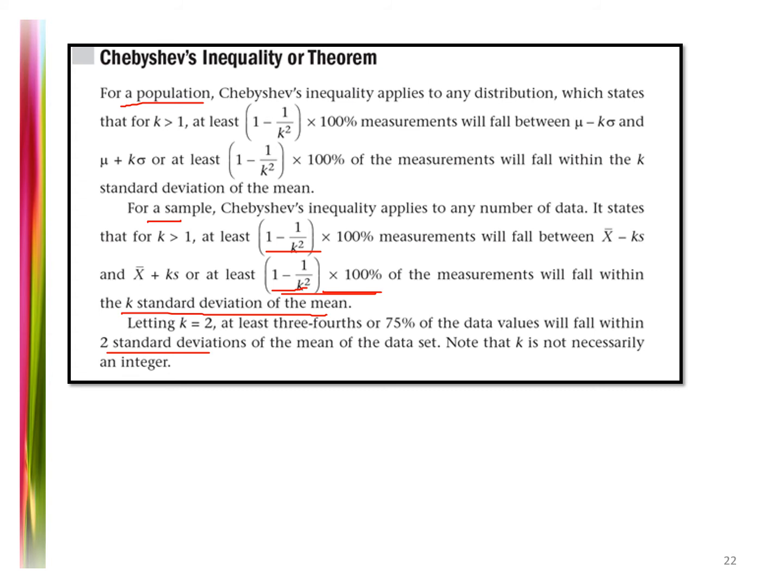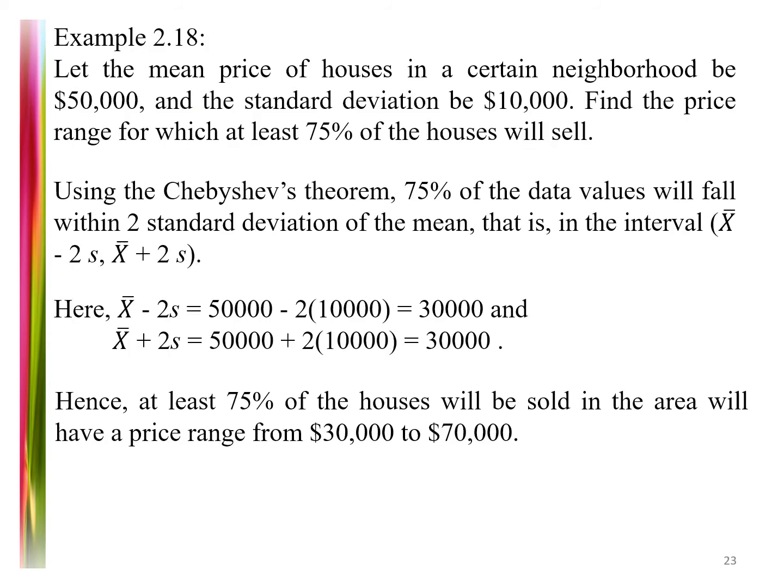Alright, so this is the Chebyshev inequality. Now here is a simple example, just an application of the Chebyshev inequality. Let the mean price of houses in a certain neighborhood be 50,000 and the standard deviation 10,000. Find the price range for which at least 75% of the houses will sell.